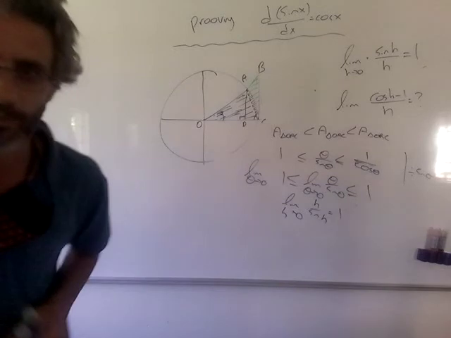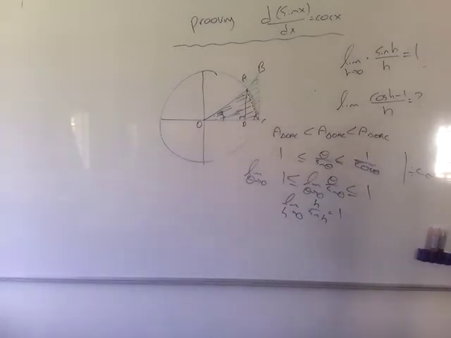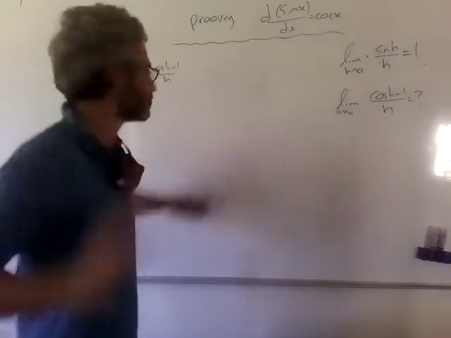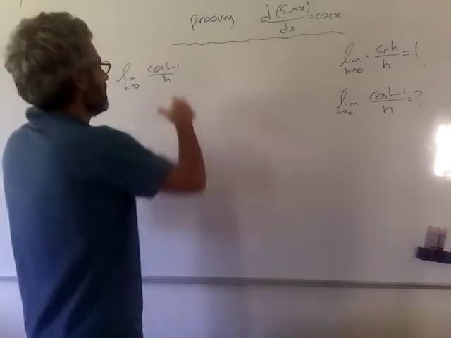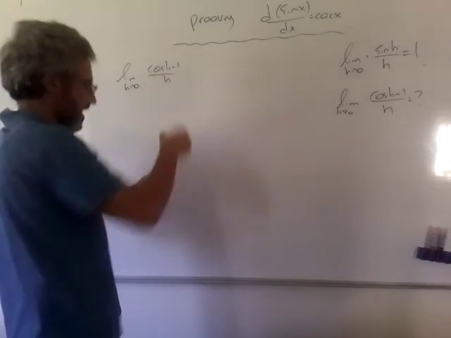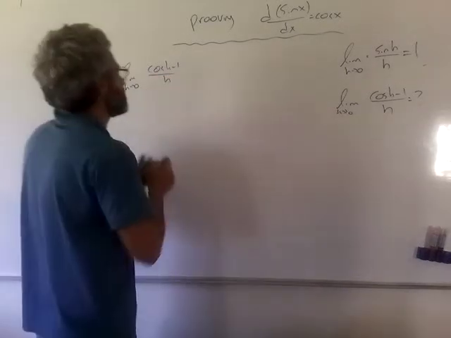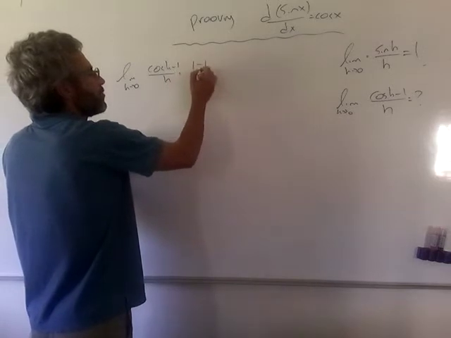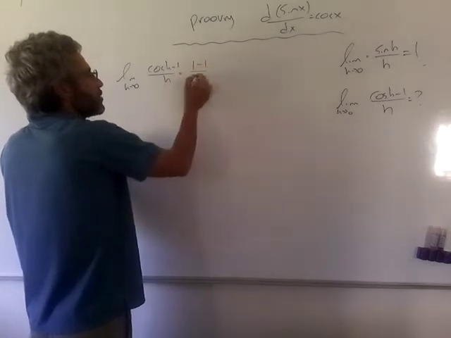Let's pause and make space. Okay, that was actually the hardest bit in the whole proof. The next bit is a bit easier. So I want to find out what's the limit of cosine h minus 1 divided by h. Now, again, let's do this the naive way. So what is cosine 0? Cosine 0 is 1. So it's going to be 1 minus 1 divided by h, which is 0.